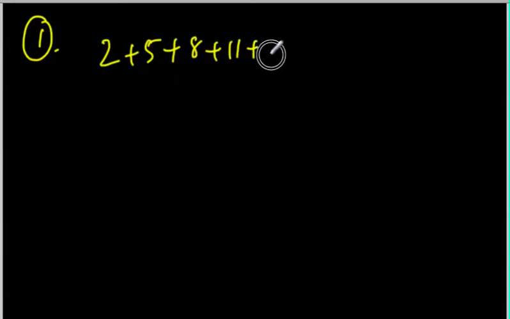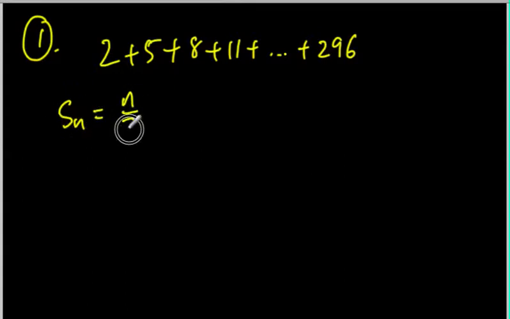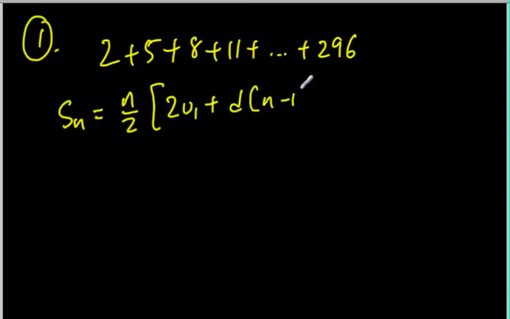The one example that I have is 2 plus 5 plus 8 plus 11 plus ... all the way to 296. So the question is, what is the sum of this series? If we had to use the equation again, I'll write it again: n over 2 times (2u1 plus (n minus 1)d).